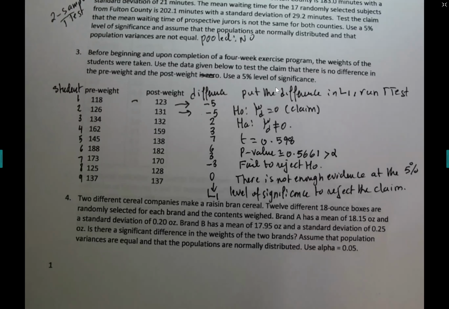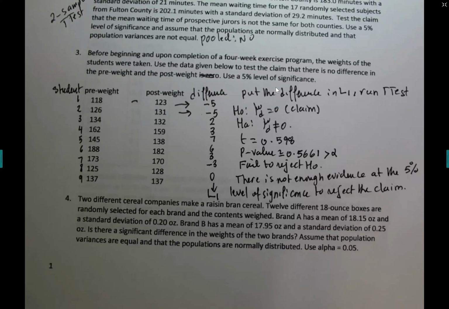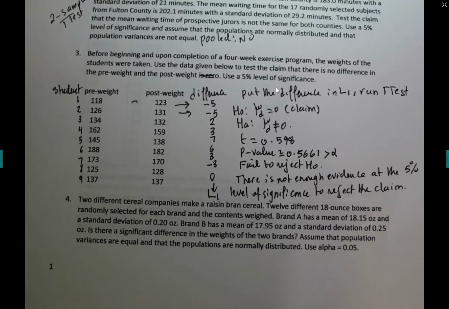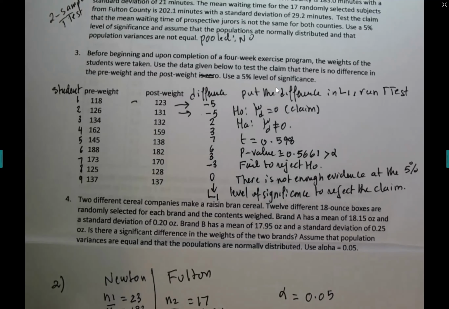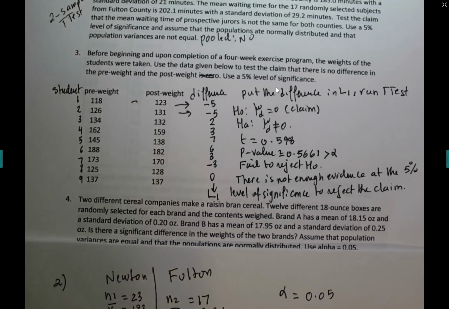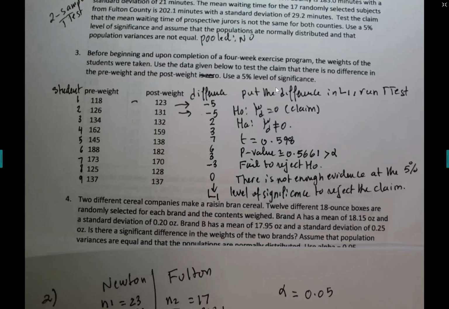For each brand, the contents weight. Brand A has a mean of 18.15 and a standard deviation of 0.20 ounces. Brand B has a mean of 17.95 ounces and a standard deviation of 0.5. Is there a significant difference in the weights of the 2 brands? Assume that the population variances are equal, so that means pooled is yes, and that population are normally distributed. So that should be a 2-sample t-test, guys. That should be obvious. So let me just put the data in there, and I'll show you the screen.